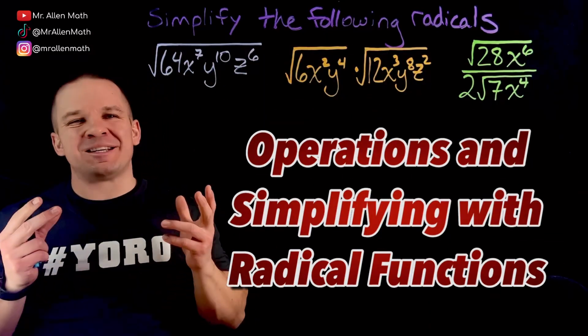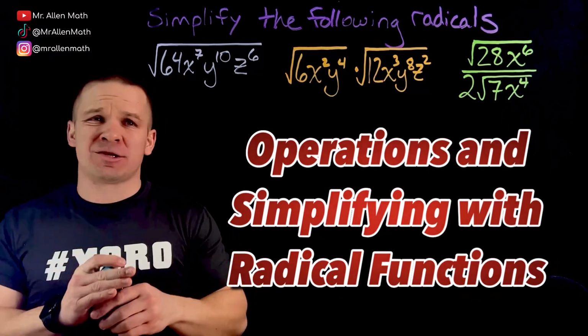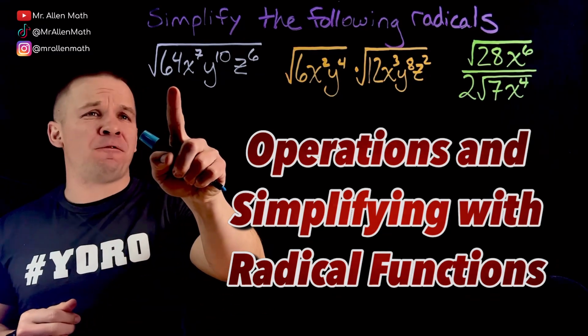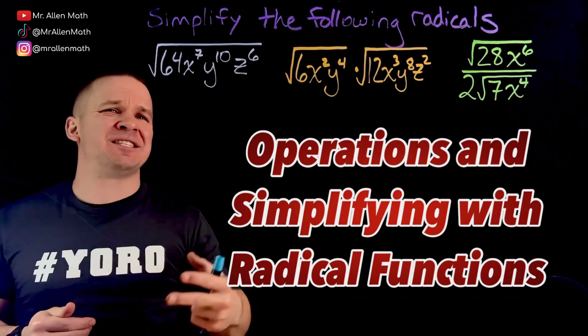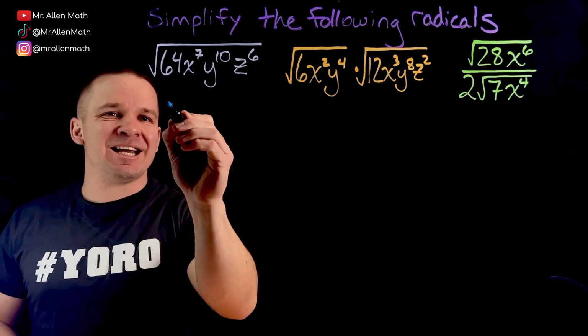Mr. Allen here. We are about to simplify these three dope radicals. Let's get after it. Let's get going. All square roots here. So we have the square root of 64, x to the 7th, y to the 10th, z to the 6th. Square root of 64, is that a perfect square? Heck yeah, it is. It is 8.